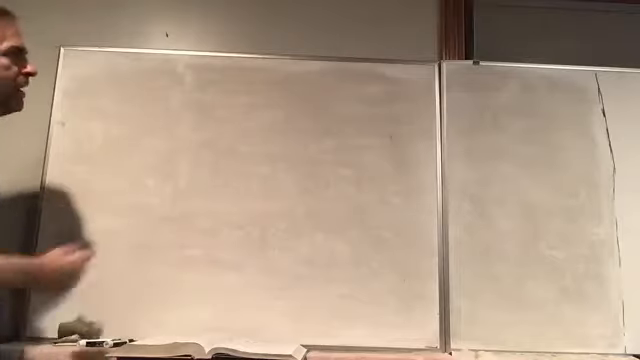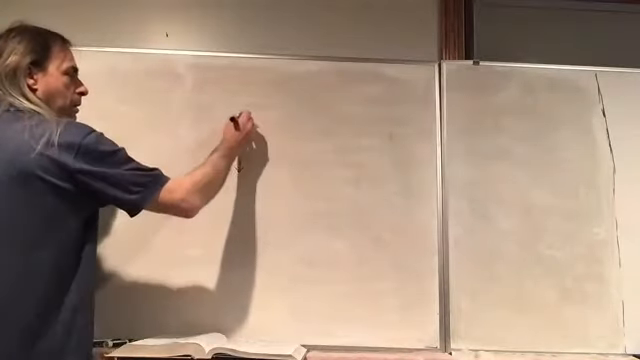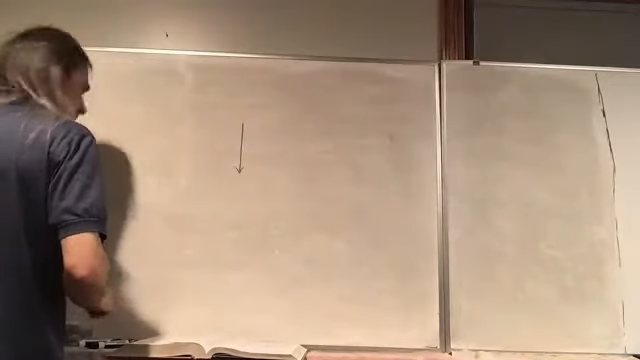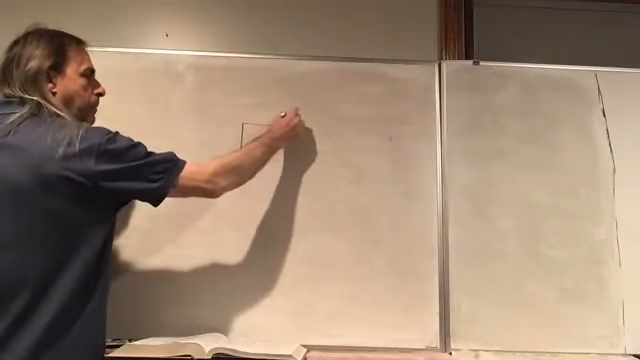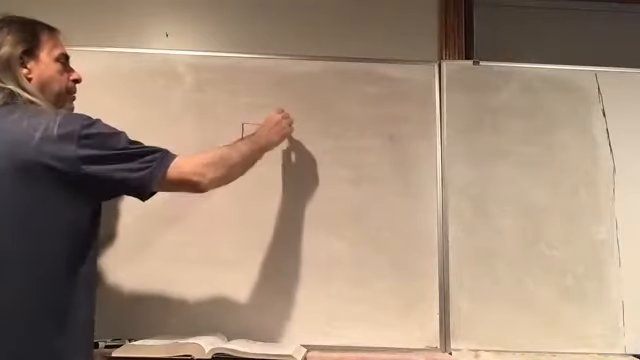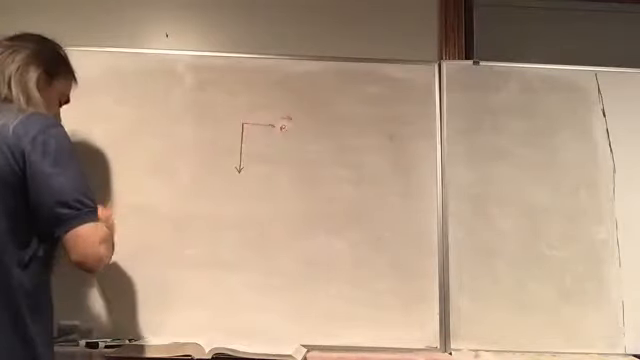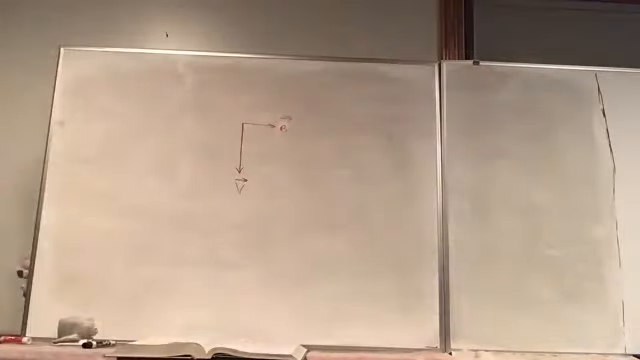So chapter 24, talking about electromagnetic waves. And let's start out with a right-hand rule question. Let's say we have a wave moving downwards, and say the magnetic field is to the right. Question is, what direction is the electric field?